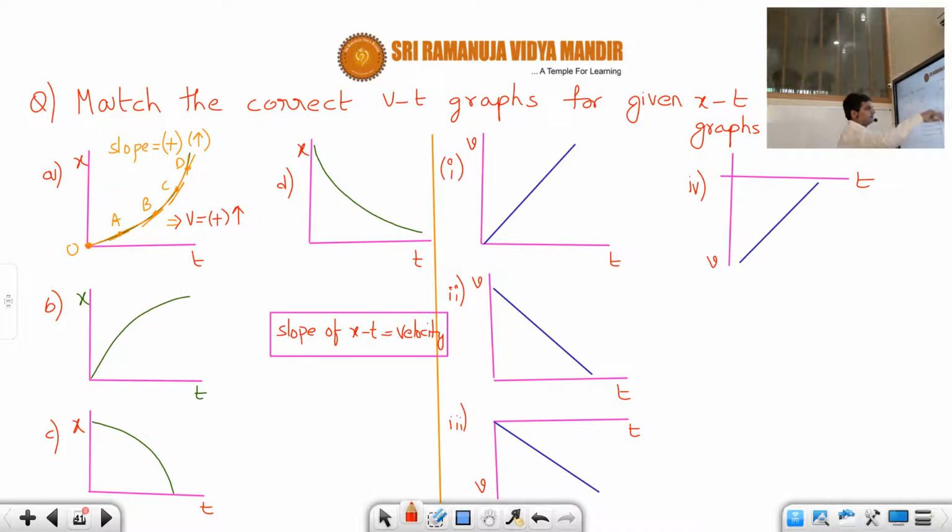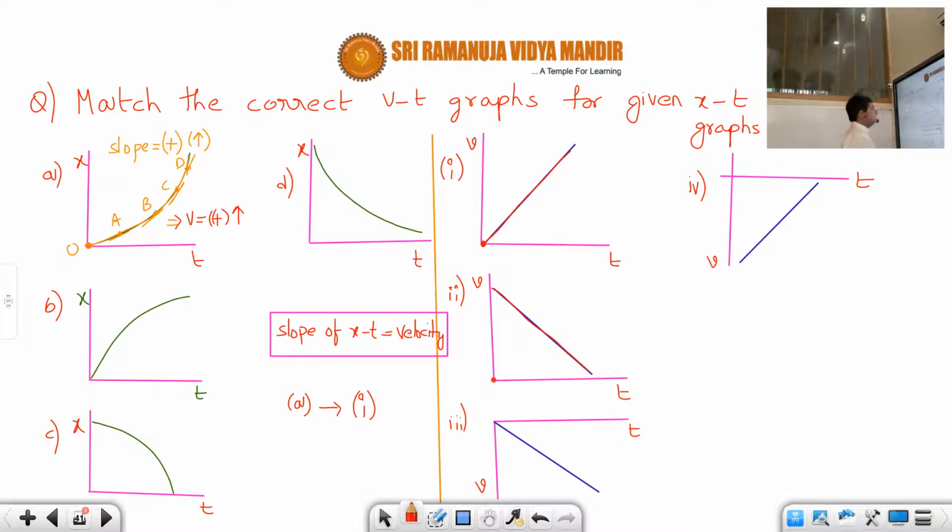Correct or not, students? On the other side, for VT graphs, velocity must be positive and increasing. So velocity is positive and increasing. Is it the first one or the second one, students? You can see here velocity is positive. Here also, for the second one, velocity is positive. But in the second case, as time increases, velocity is decreasing. Whereas here in the first case, velocity is increasing. And that is what we want. So therefore, for option A, what is the correct one, students? First one. Okay. So now let us see now.